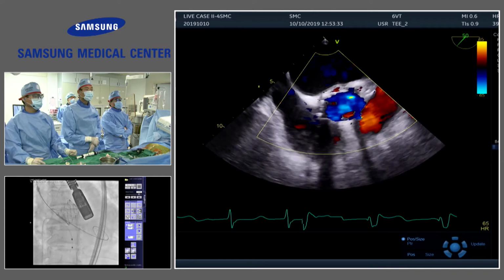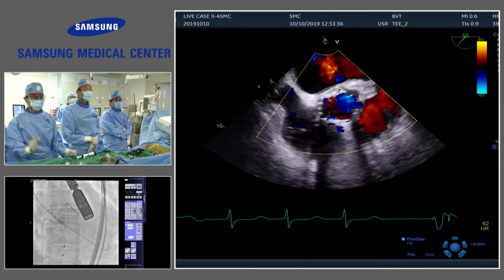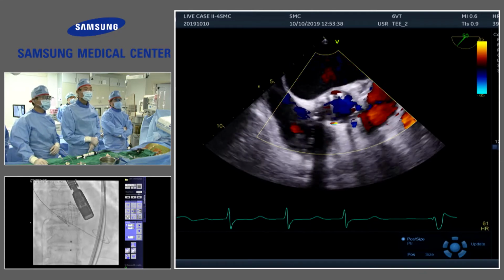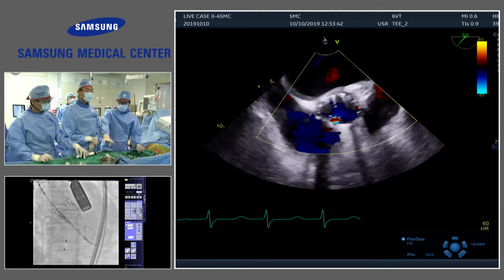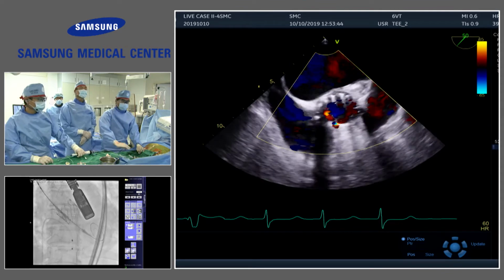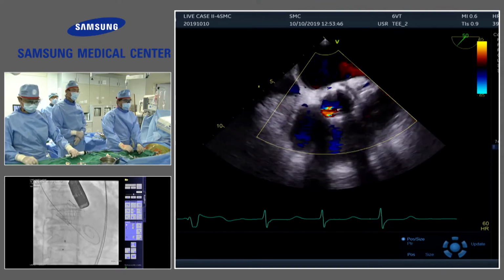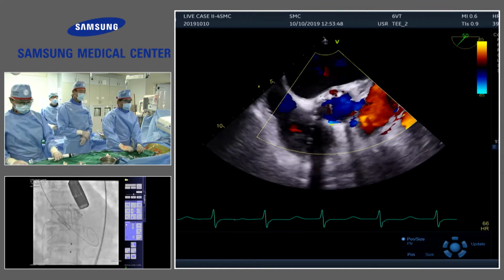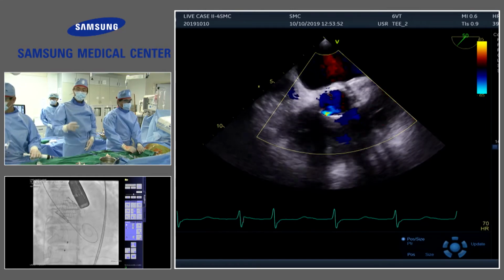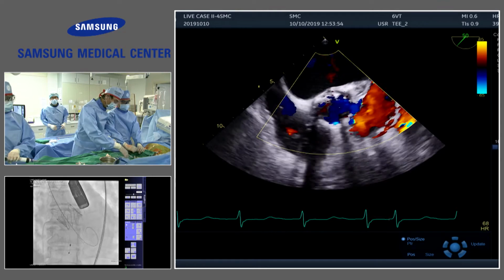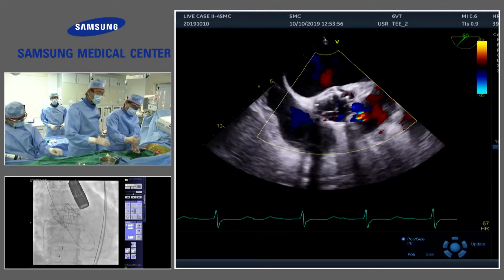One was actually at 7 o'clock, which is from the central wire. There was central AR from 12 o'clock to almost 10 o'clock, which has definitely minimized now. I agree, but I want more information. For example, I don't see diastolic pressure, so I would wait a little bit before making a judgment.